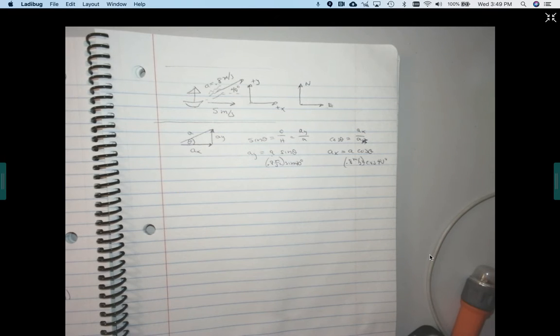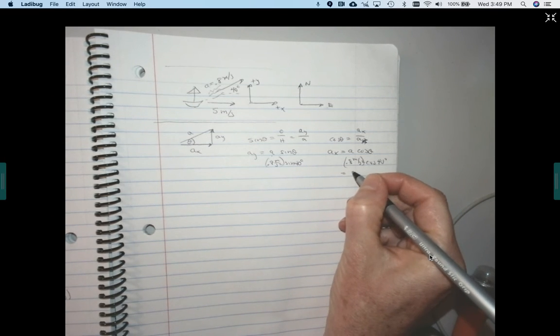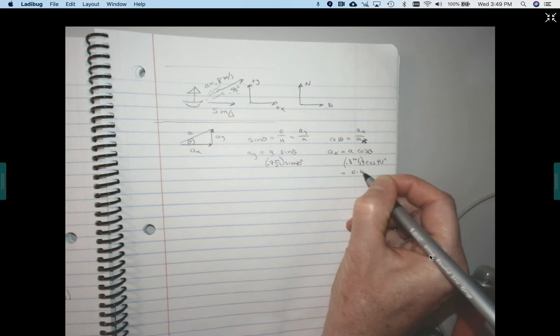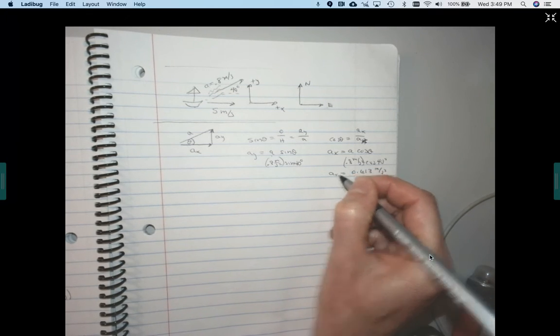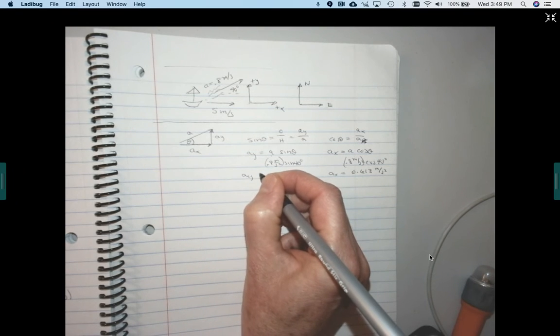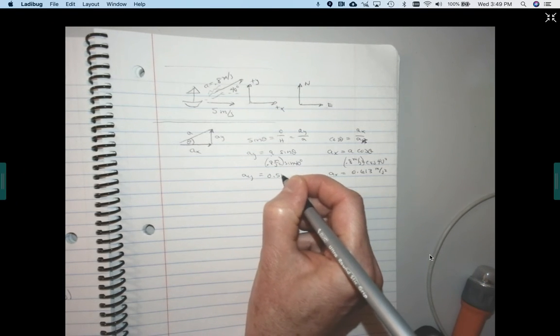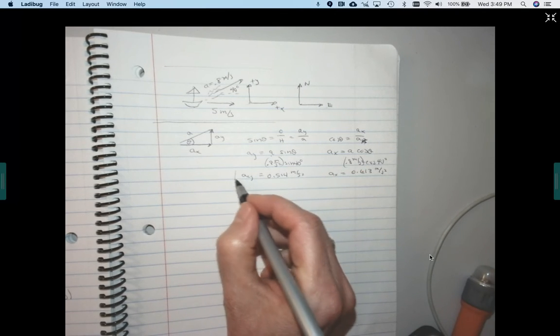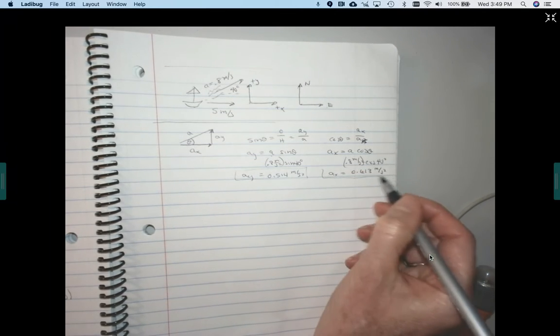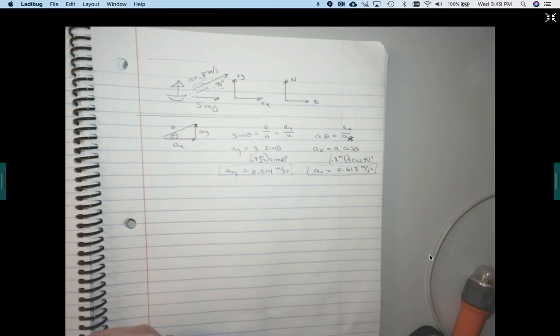I did calculate that out already, so I got that ax is 0.613 meters per second squared. I'm just going to keep 3 significant figures for now. And ay is 0.514 meters per second squared. Okay, so that was a necessary step to get things split up correctly into x and y.